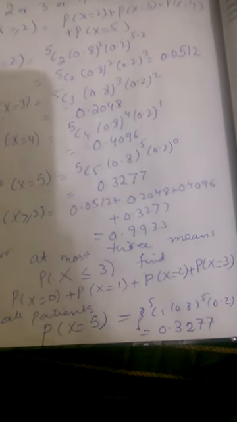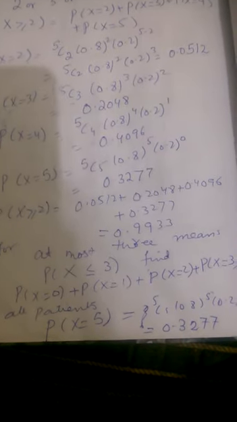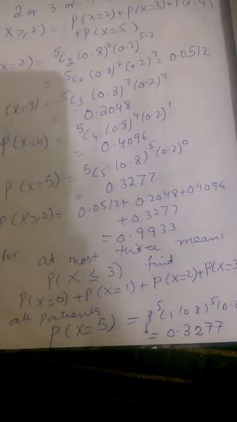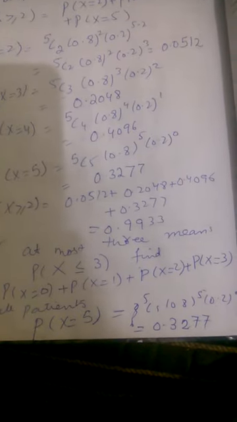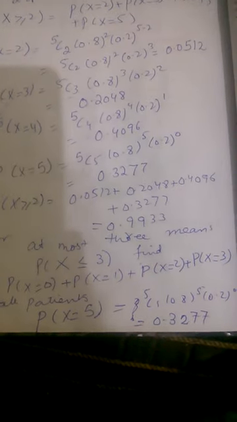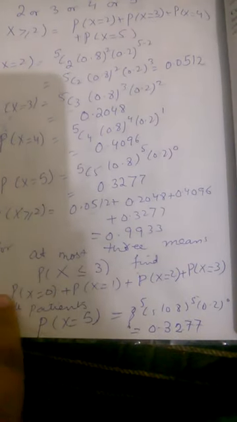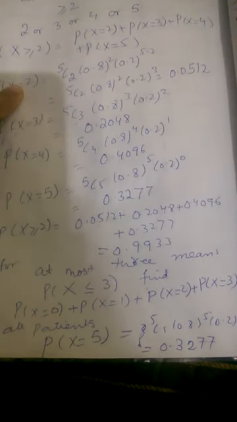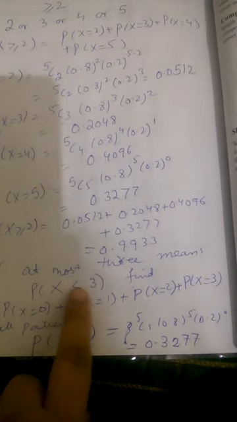The second part is at most 3. At most means 3 or less. At most means on the maximum it can be 3, it cannot exceed 3. It will be 3 or less than 3. So x is less than or equal to 3. Less than or equal to 3 means it can be 0, 1, 2 or 3. 3 is included but it cannot exceed 3. So here we will find the probabilities of 0 or 1 or 2 or 3. In the same way as I had done in the previous part, we will first find for 0, then 1, then 2, then 3, and then add them, and you will get the answer of the probability of x less than or equal to 3.